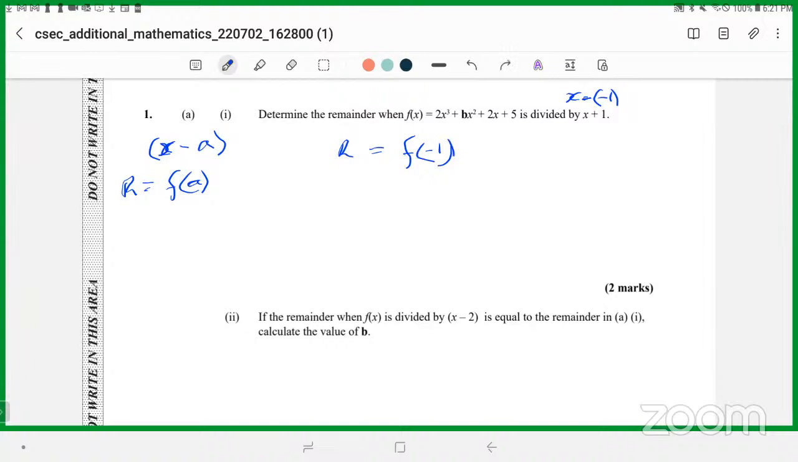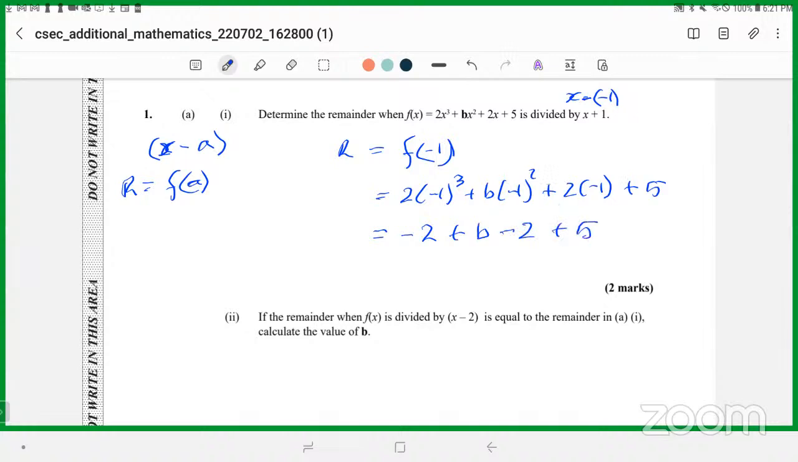And so it becomes 2 times negative 1 cubed plus b times negative 1 squared plus 2 times negative 1 plus 5. So you see, the b is going to be a part of your answer, and you just have to leave it there. So this works out to be negative 2, because negative 1 cubed is negative 1. Negative 1 squared becomes a positive 1 times b, so we end up with plus b. Then 2 times negative 1 is negative 2, and then we're adding back the 5.